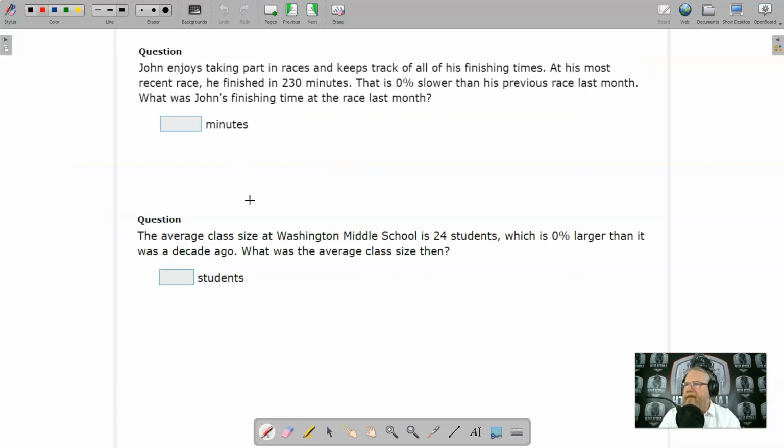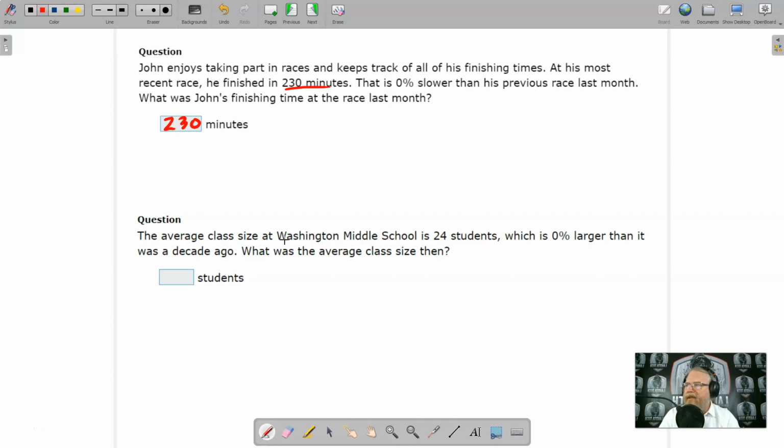Here we have some problems that we're not even going to have to really do any math to calculate. Let's go ahead and read them. John enjoys taking part in races and keeps track of all his finish times. At his most recent race, he finished in 230 minutes. That's 0% slower than his previous race last month. What was John's finishing time at the race last month? Well, 0% slower. It didn't change. It's still 230. There's no change at all, so it's still the same amount.